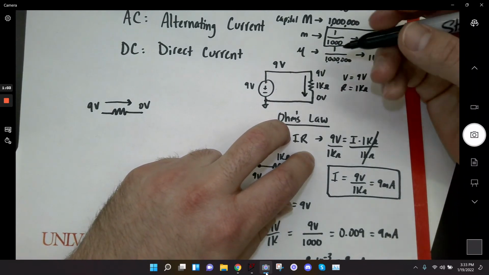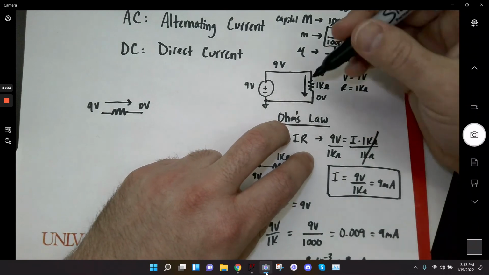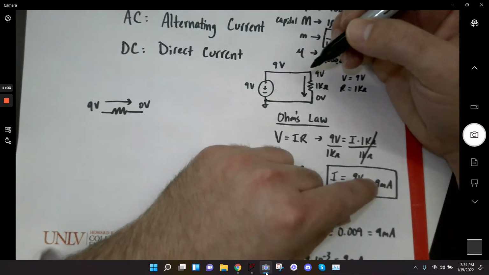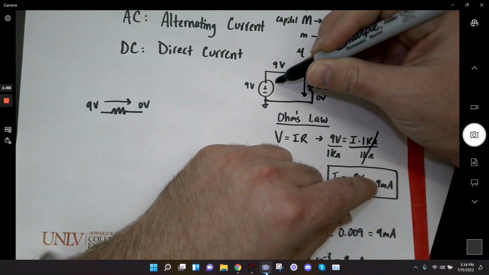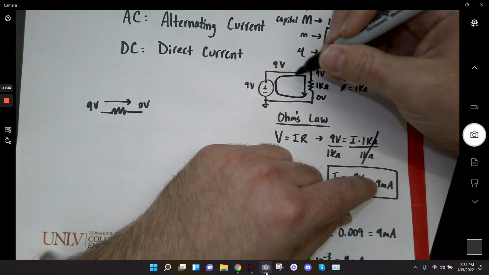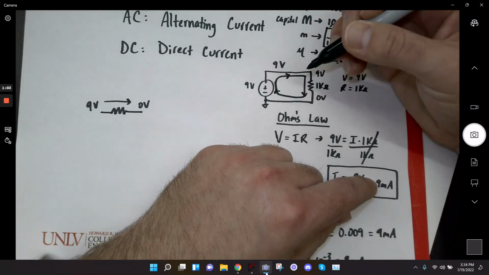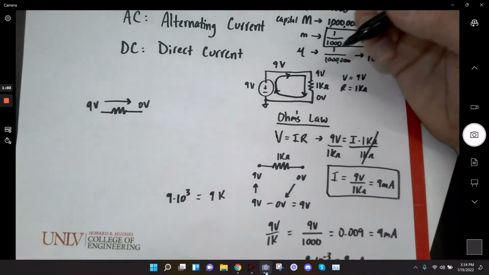It's flowing from the higher potential to the lower potential, okay? And then that follows around this loop. That's the direction of the current in the entire loop. So your current will be flowing like this, this way through the circuit.